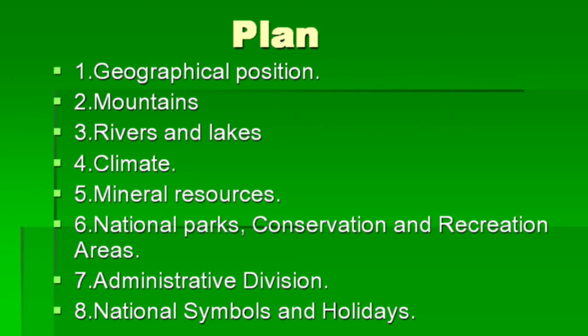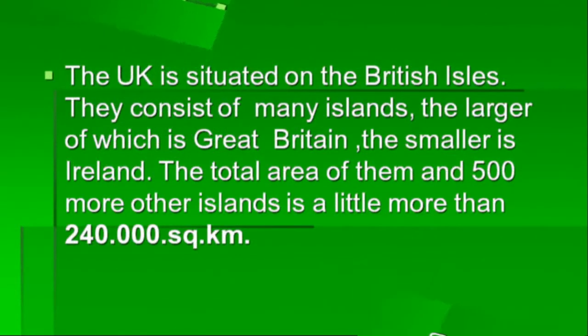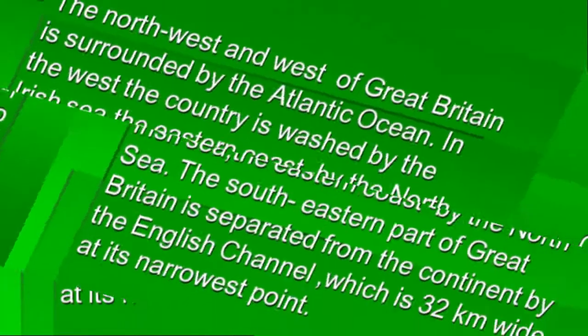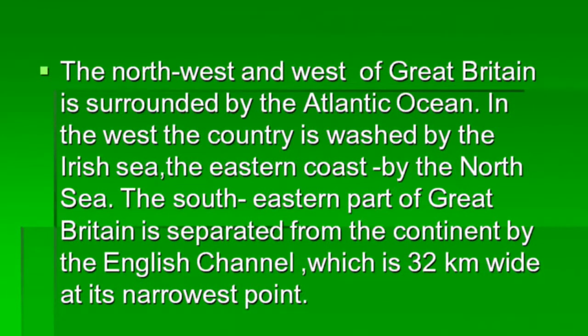So, the UK is situated on the British Isles, which consist of the main islands, the larger of which is Great Britain, the smaller is Ireland. The total area of them and 500 more other islands is a little more than 240,000 square kilometers. The northwest and west of Great Britain is surrounded by the Atlantic Ocean.